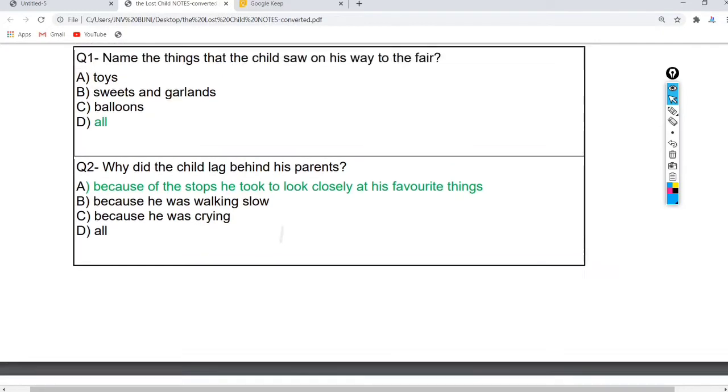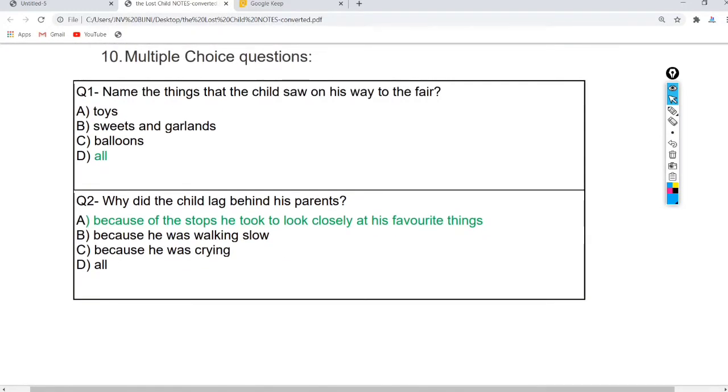The first question you will see, a very simple one. Name the things that the child saw on its way to the fair. A. Toys. B. Sweets and garlands. C. Balloons. D. All. That means the answer is green in color. So this answer is correct.